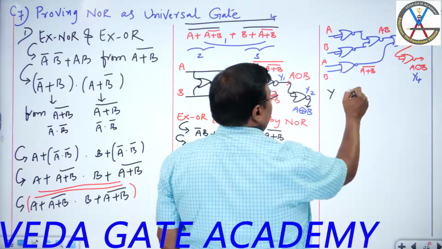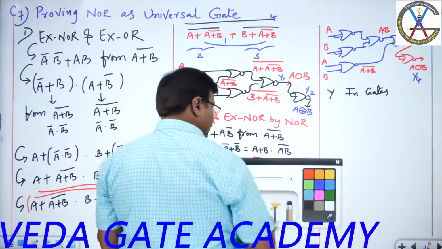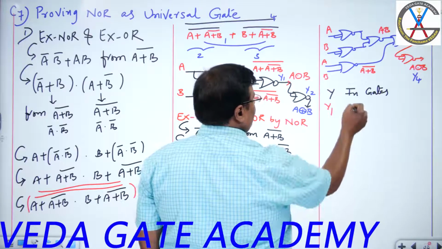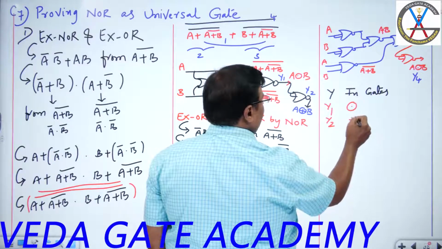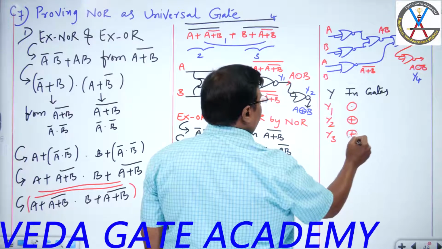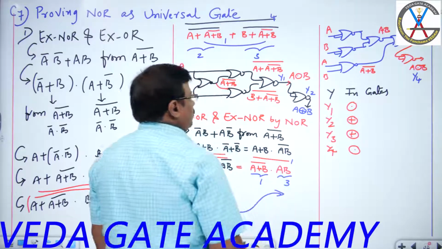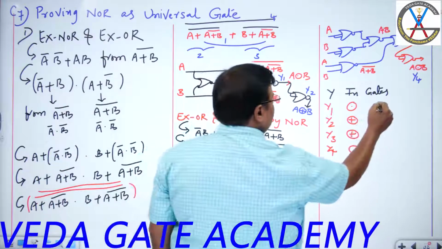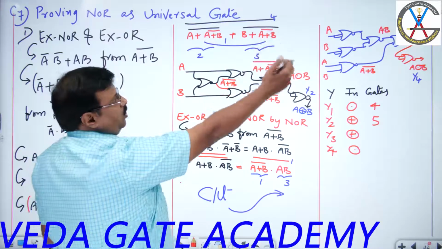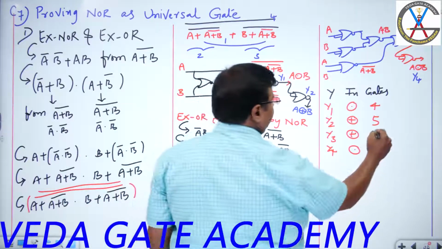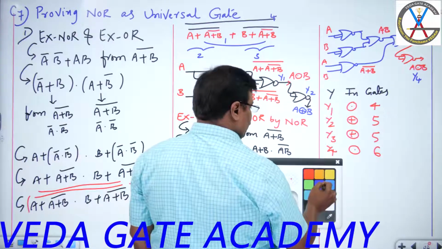So Y function, gates. Y1 is exclusive NOR. Observe here, exclusive NOR. Y2 is exclusive OR. Y3 is again exclusive OR. Y4 is exclusive NOR. Number of gates: 1, 2, 3, 4. To get Y1, 4 gates. Y2, 4 plus 1, 5 gates. Y3 on the top, again 5. Y4, 6 gates. Now tell me one thing, XNOR by 4, XNOR by 6, which is better?